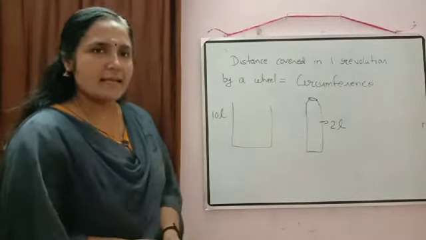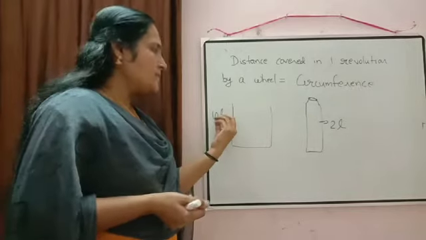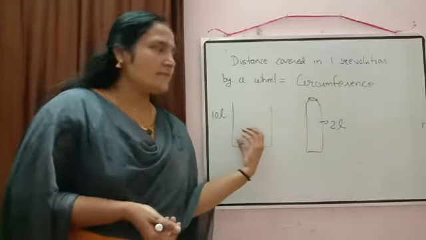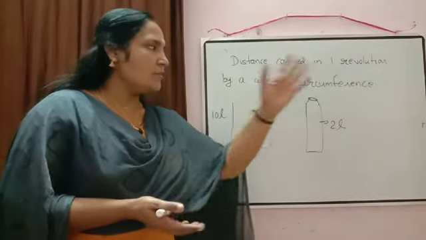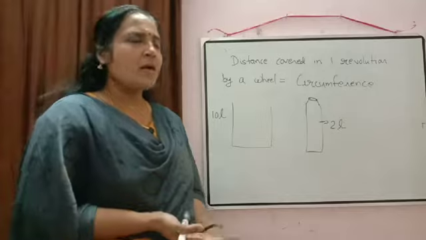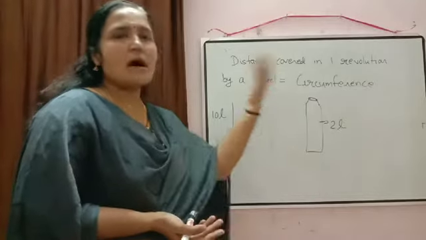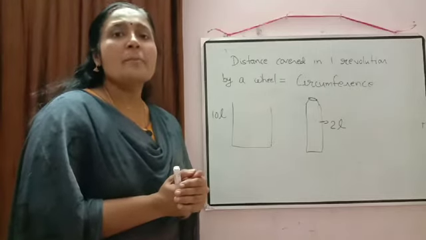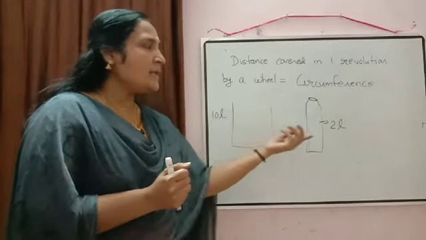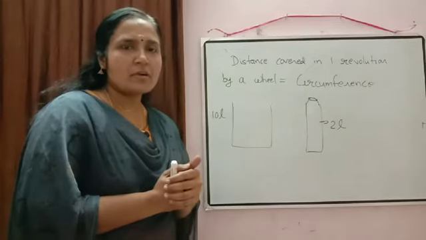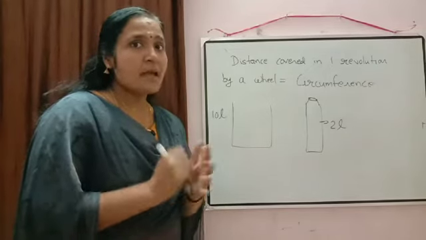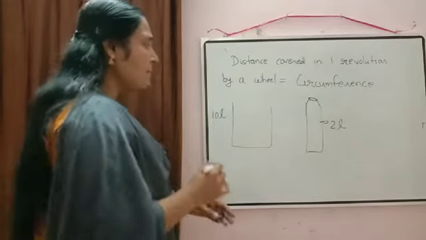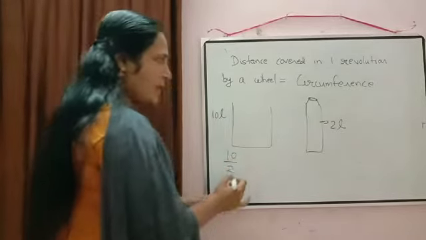What I said is, I have a vessel whose capacity is 10 liters, and I am asking you to fill this vessel with a bottle whose volume is 2 liters. So how many times do you have to pour water from the bottle to fill it? 5 times, correct? So how does 5 times come? Obviously 10 divided by 2.